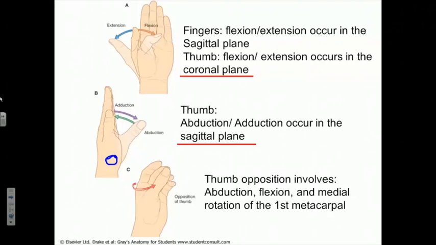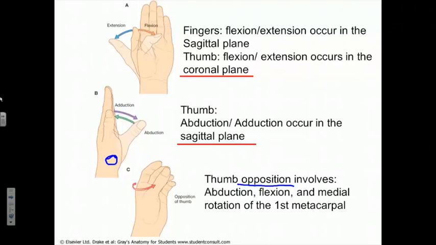So in addition, we have the ability to sweep our thumb over our flexed or extended fingers, an action that's called opposition. Opposition being defined one way as your ability to touch the pad of your thumb to the pads of your other four digits.